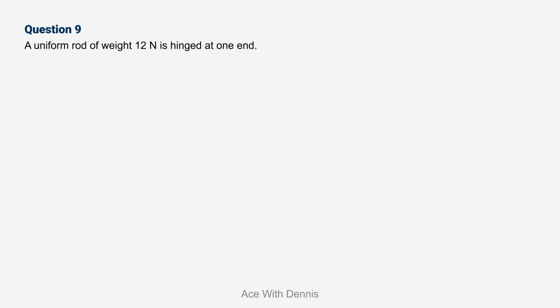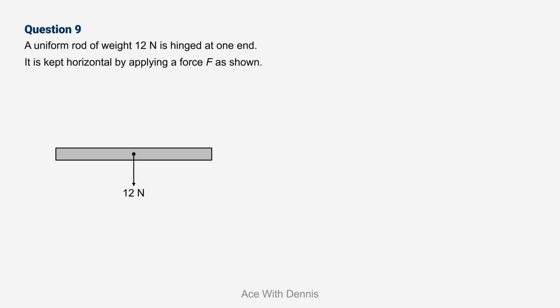Question 9. A uniform rod of weight 12 newtons is hinged at one end. So let's draw a diagram to illustrate the description here. So this is the uniform rod with the weight of 12 newtons. It is kept horizontal by applying a force F as shown. So one force is applied at this end, and it is hinged at this point.